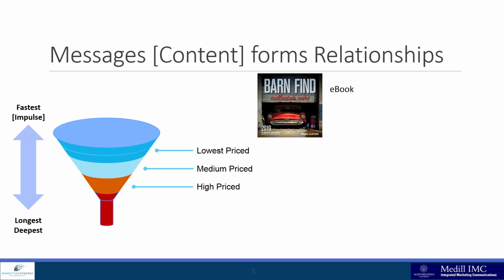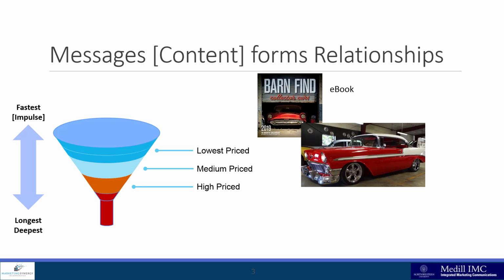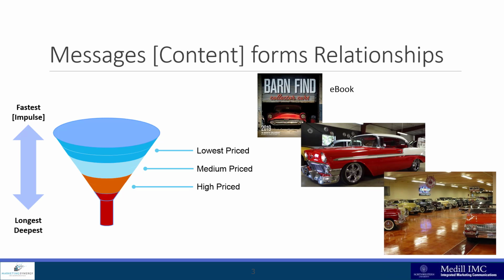For example, I might put out an ebook on barn finds, and that would identify people who are into collector cars. However, in the medium price range, in terms of the relationship, I might be able to convince somebody to buy a car, but I'm going to have to go through a lot more messages to make that happen. I'm going to have to go through a lot more messages if I want them to buy a fleet of cars, or I want them to buy my classic car collection.